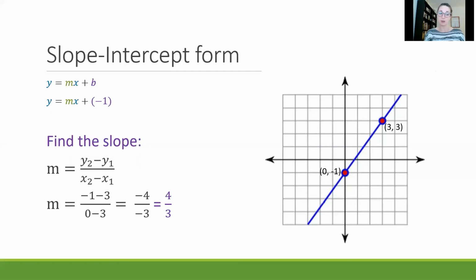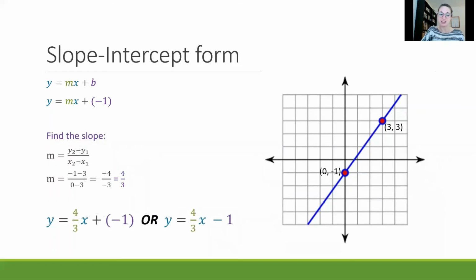So when we plug in our variables, the y's are -1 minus 3, and the x's are 0 minus 3. So we're going to get -1 minus 3 is -4, and 0 minus 3 is -3. So when we have -4 over -3, if you remember the rule about a negative divided by a negative, they actually cancel each other out. So our final answer then will be 4 over 3. When we look at our line, again, we can know that it's going to be a positive slope because we see that from left to right, the line is moving upward.